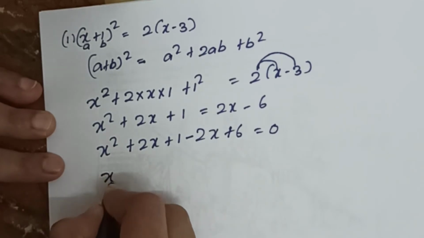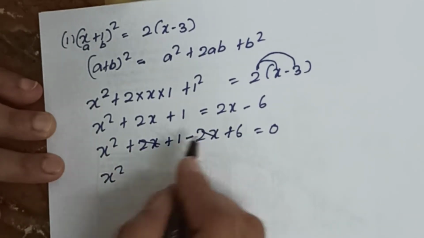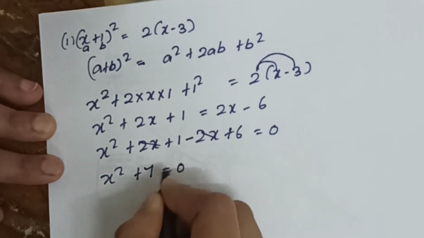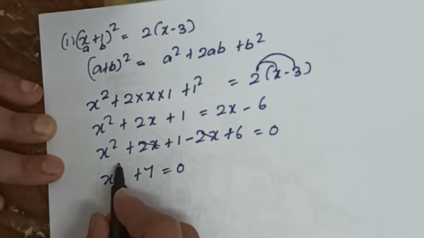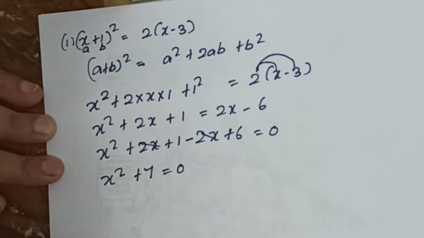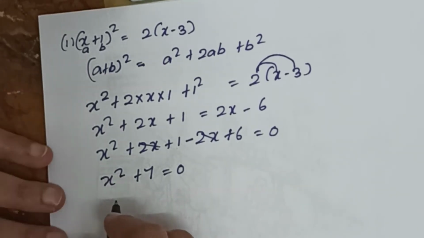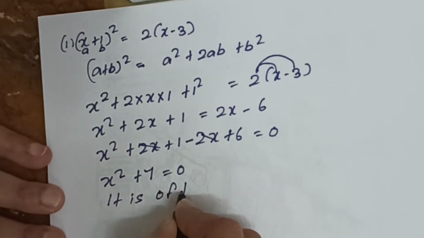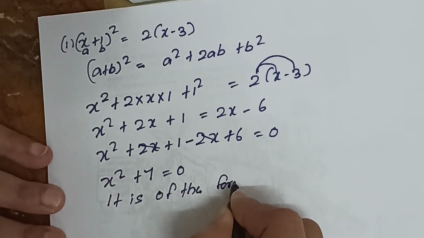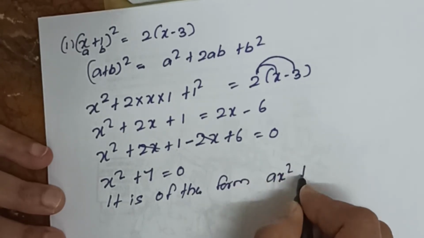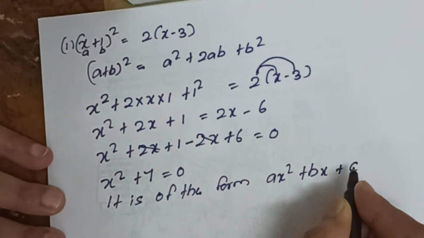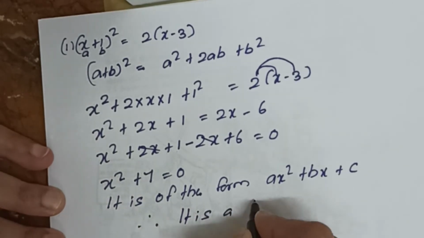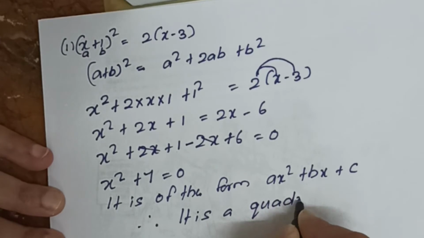Now we have x square, and 2x and minus 2x get cancelled. 1 plus 6 becomes 7, equal to 0. Now the degree of the equation is 2. So it is a quadratic equation and it is also of the form ax square plus bx plus c. Okay, therefore it is a quadratic equation.